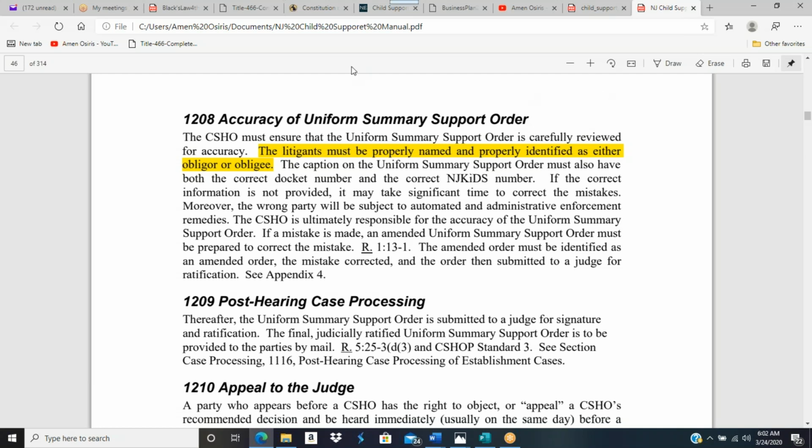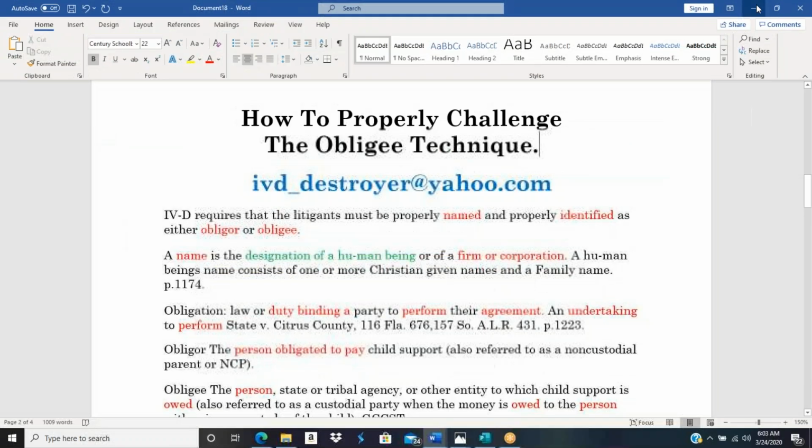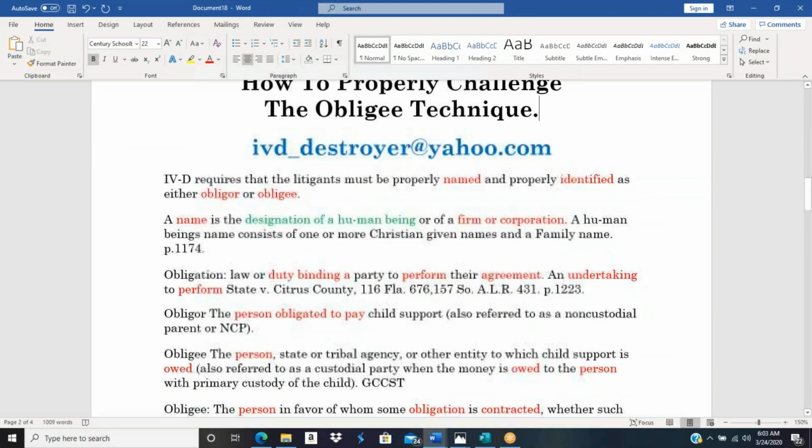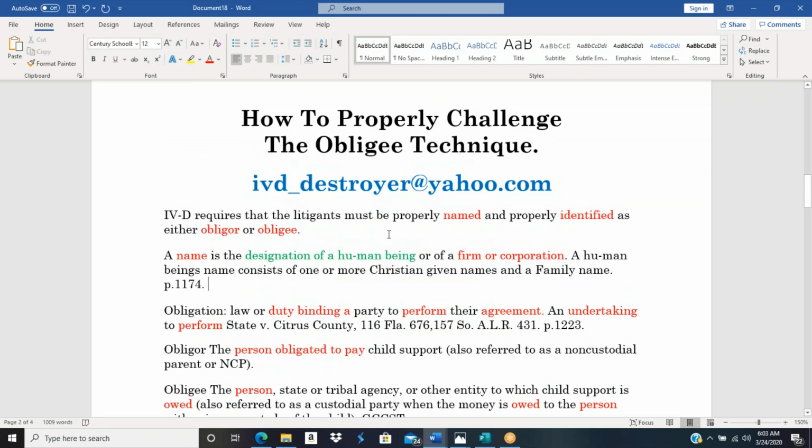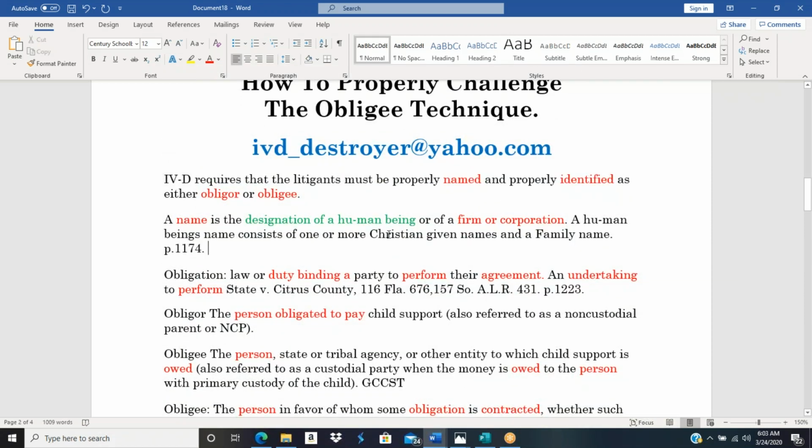Now, let me ask you guys something. The word obligor or obligee, do you have any idea where that word comes from? It comes from the word obligation. So here's what I just read you, and we're gonna tear this down. So number one, your mother and father, when you were born, already gave you a name. When it comes to Title 4D crime family, they rename you. Look, this says properly named and properly identified.